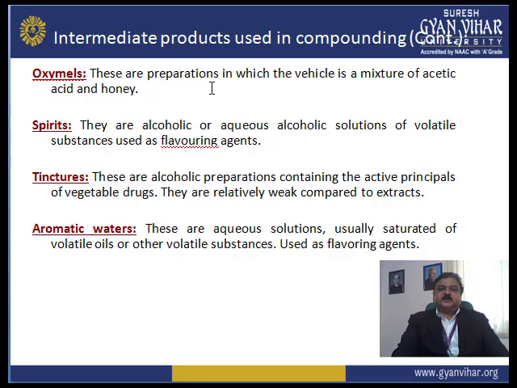Then oxymels are preparations in which the vehicle is a mixture of acetic acid and honey, right? Those are known as oxymels. Then spirits are alcoholic or aqueous alcoholic solutions of volatile substances used as a flavoring agent. Tinctures are alcoholic preparations containing the active principles of vegetable drugs. They are relatively weak compared to extracts, but they normally contain 70 to 80% alcohol.